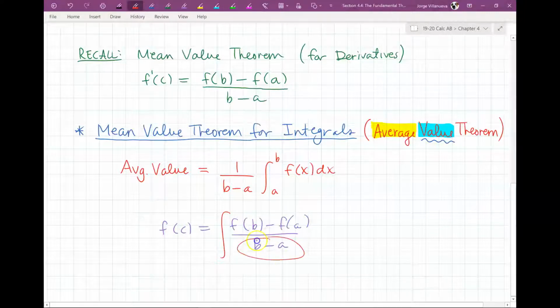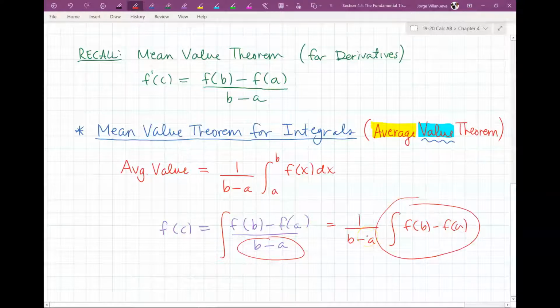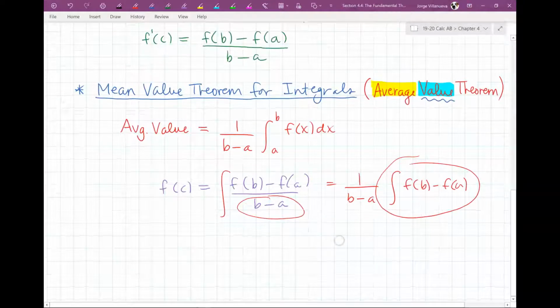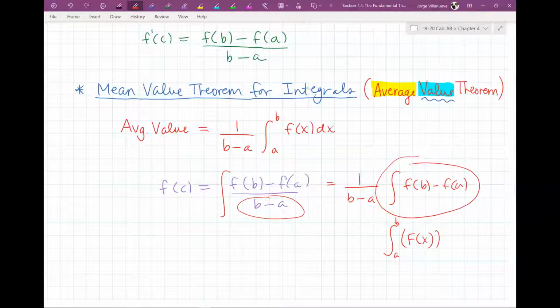Now, the b minus a is just a constant, guys. This is just 1 over b minus a times the integral of f prime, which gives f of b minus f of a. Does that look like this, from a to b? And if you integrate the original problem, you end up with just this function right here. So this is how they ended up with that.